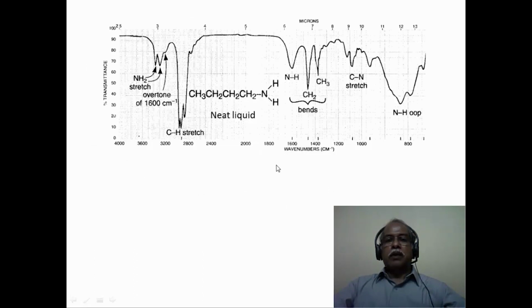Now this is an example of butylamine, normal butylamine. It's a primary amine, measured as a neat liquid, and one can see in the NH region a doublet kind of a thing.